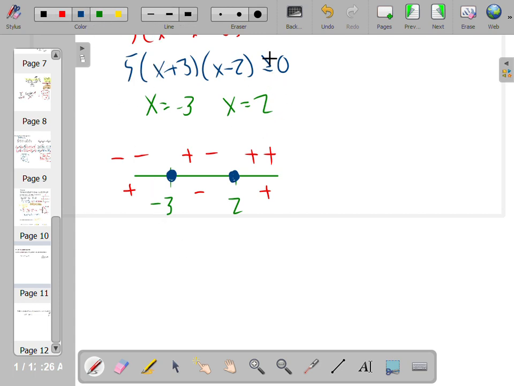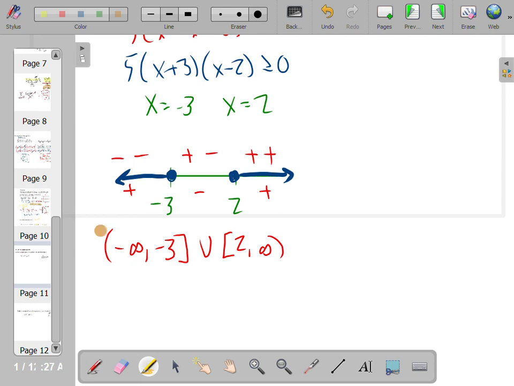I want to know where it's greater than 0, so I want the positive intervals. That's to the left and to the right. And now I need to write my answer in interval notation. So this interval is -infinity to -3, and -3 has a bracket, and infinity always is parentheses. Union, 2 with a bracket, to positive infinity. And that is my answer.